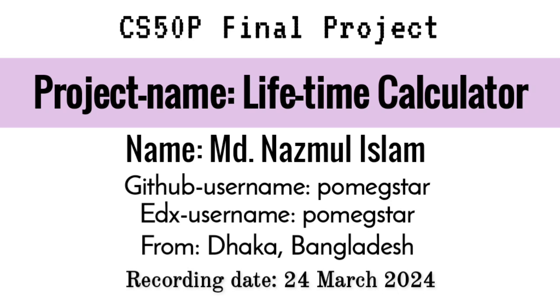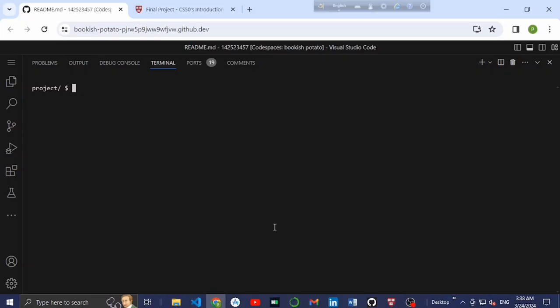This project, whose name is Lifetime Calculator, will calculate the time you have passed and the time you have left in your life. It has 4 different time formats. Those are seconds, minutes, hours, and days.